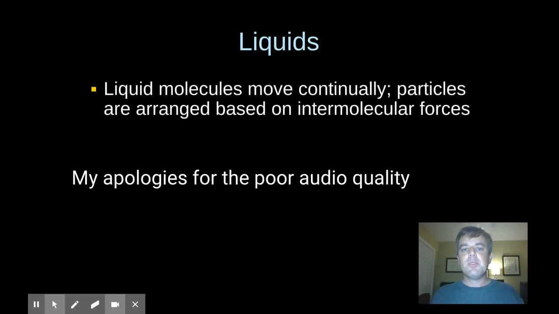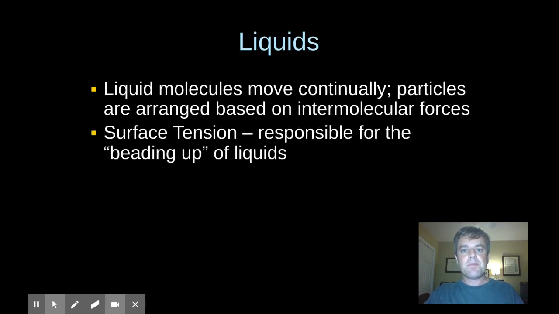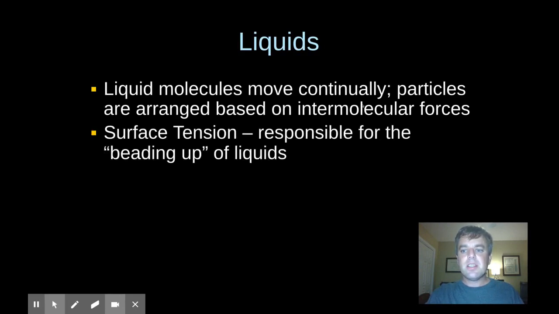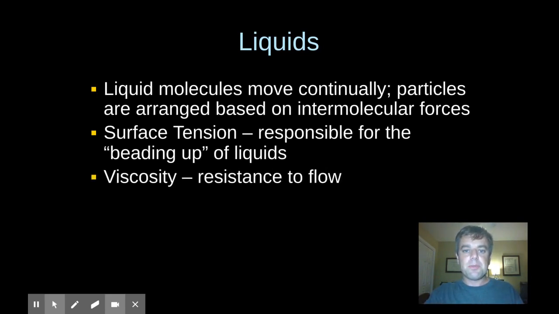Liquid molecules move continually, and the particles are arranged based on their intermolecular forces. Some of the properties that happen with liquids are surface tension. That's what, as you saw in the Crash Course video, allows liquids to kind of pile up on top. And when you overfill a graduated cylinder, it's what causes water droplets to pull themselves together. It's surface tension. It's the attraction of the molecules to themselves.